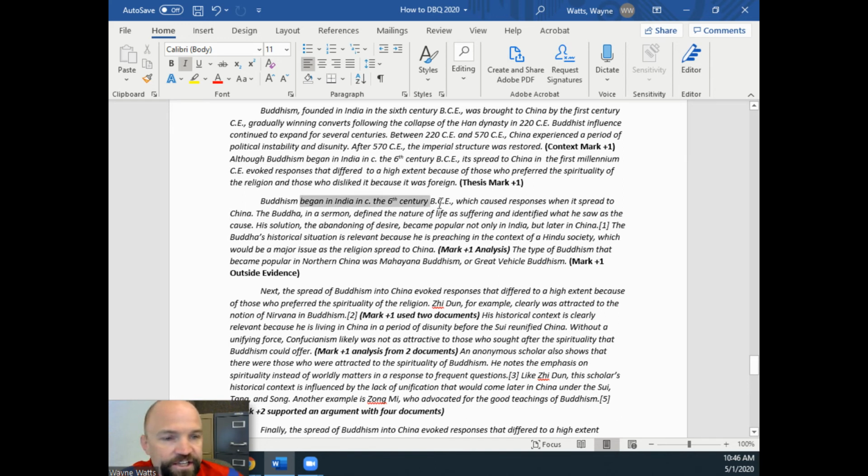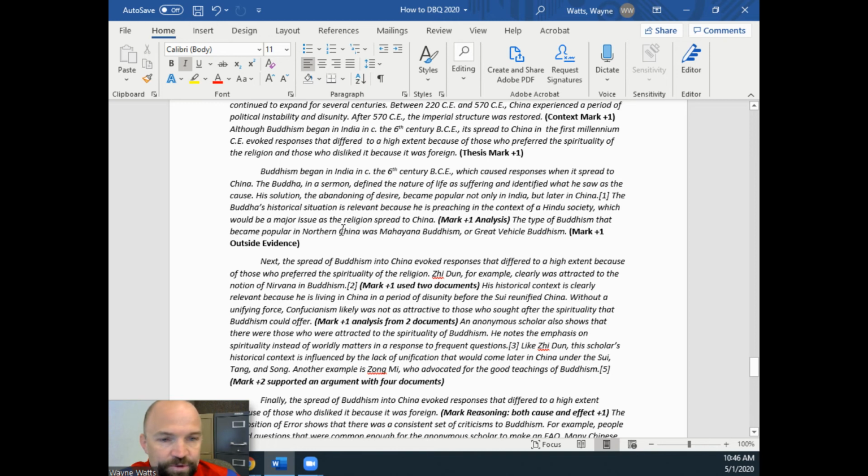Buddhism began in India in the 6th century BCE, which caused responses when it spread to China. The Buddha, in a sermon, defined the nature of life as suffering and identified what he saw as the cause. His solution, the abandoning of desire, became popular not only in India, but then later on in China. And so you notice at this point, I've paraphrased the document. I should put a citation so that the reader knows what document that came from. And then I'm going to do analysis.